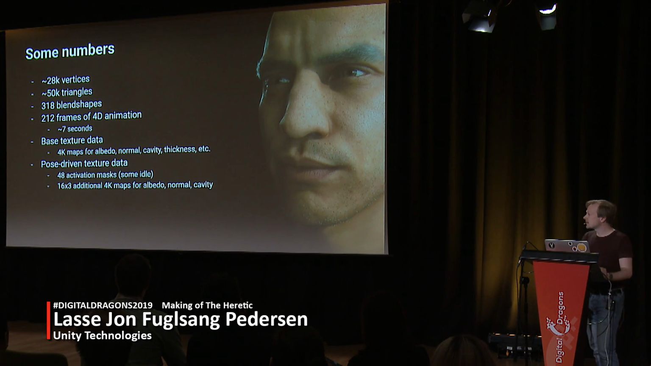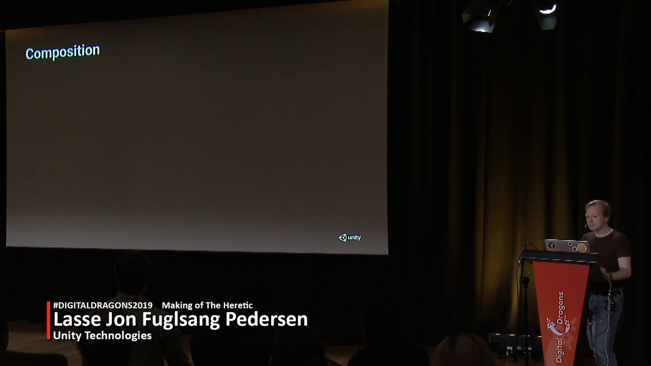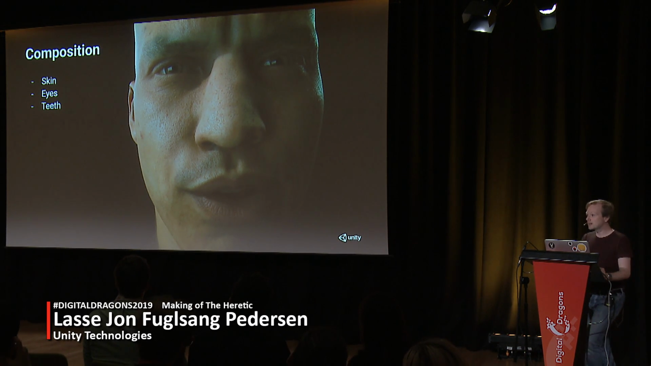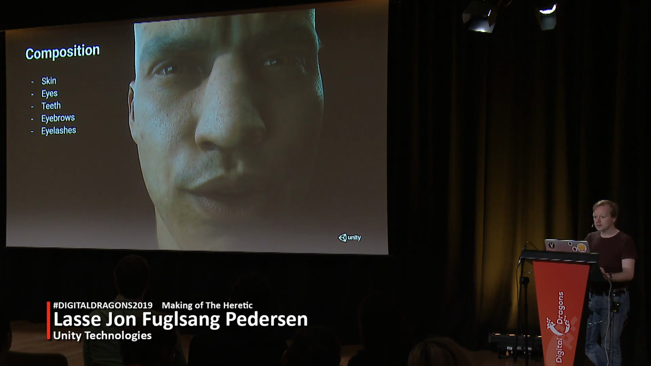So let's look a bit at what are the parts that make up something like this. So the composition of the face. So first we have the skin. Here is the skin. And then we add eyes to that. Then teeth. I hope you can see that on the slides. They're quite dark. The mouth is a dark place. And then we have eyebrows. We have eyelashes. We have stubble. And then finally we have the tear line.